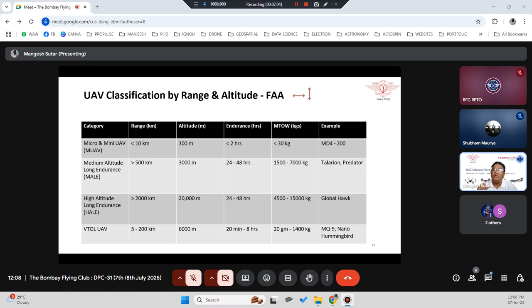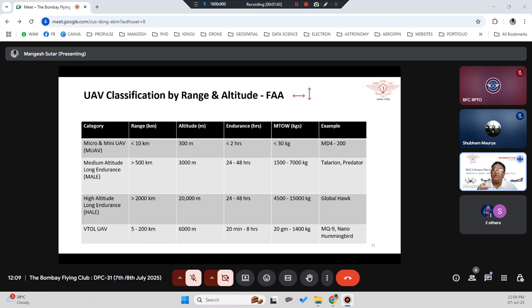So classification, as I said earlier, is about range and altitude. Again, from the size perspective, they defined small as less than 50 centimeters, mini as 50 centimeters to 2 meters, medium as 5 meters to 10 meters, and large as greater than 10 meters. Like your Predator drones are very big, so they are called large drones or large UAS. So depending upon the type, range, altitude, and size, the drone is defined here. If you see large here, what is this drone called? Global Hawk or this Predator.